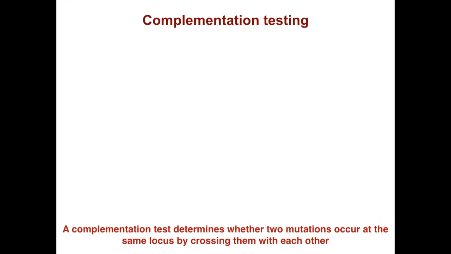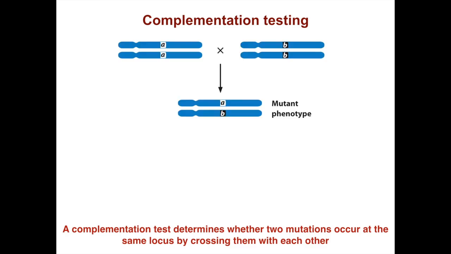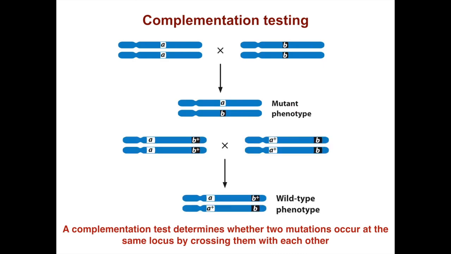Complementation testing is a tool that is used in genetics all the time. A complementation test determines whether two mutations occur at the same locus by crossing them with each other. Say you have a mutation A and B. If you have homozygous lines of A and B, you cross them together. If you get the mutant phenotype, then they are the same gene. If A and B are not in the same gene, then you would get the wild type phenotype.